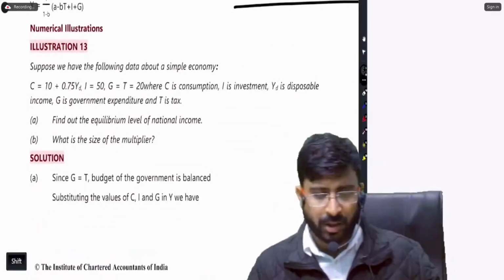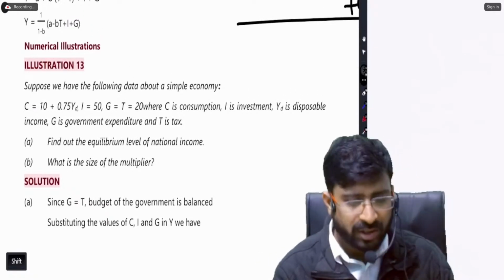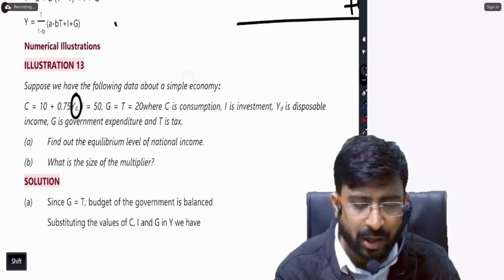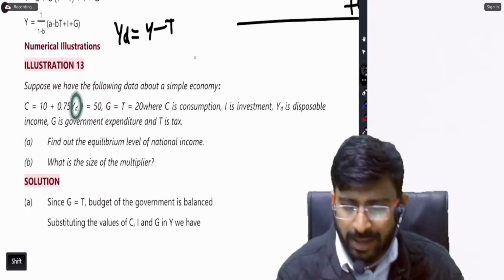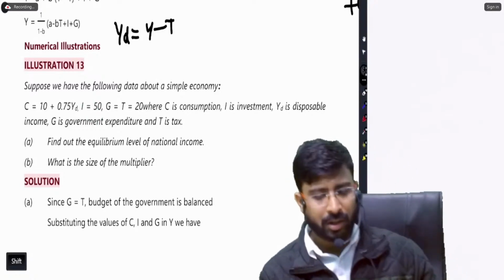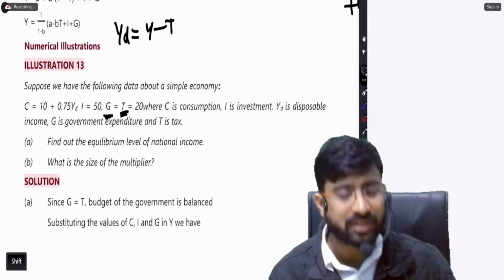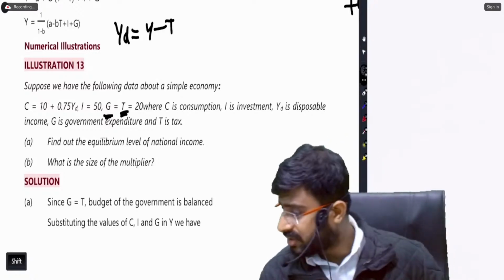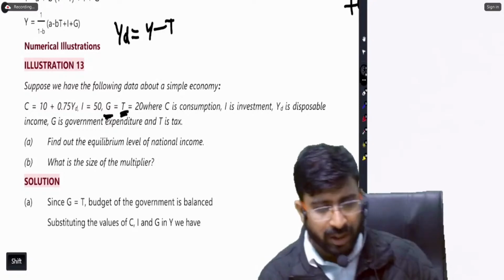Now pay attention. See the question in the ICAI material. C equals this. See, the institute has also written disposable income. Disposable income means income minus tax. Now see further what is written. I is investment expenditure which is 50. G is government purchases, government expenditure, and T is taxes, government revenue.